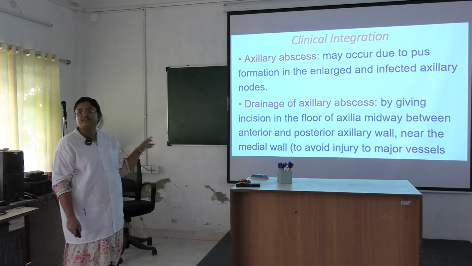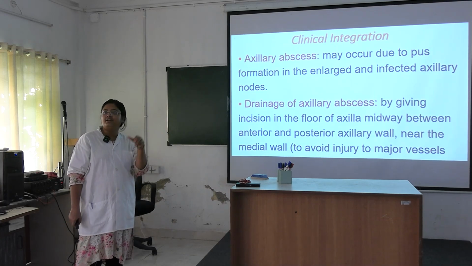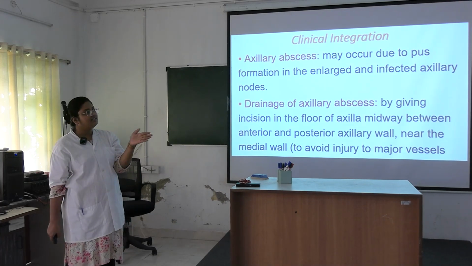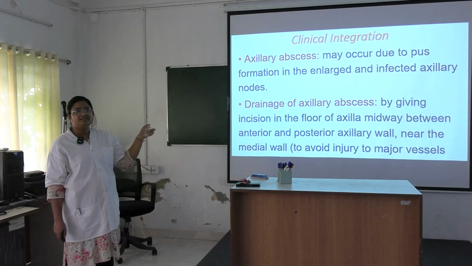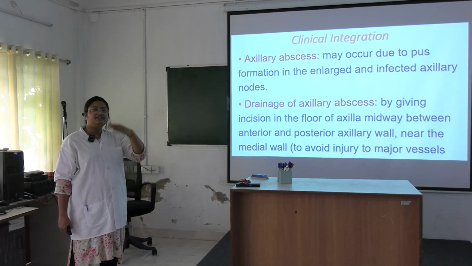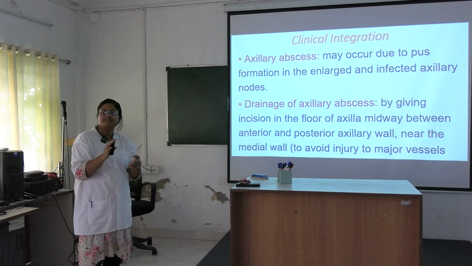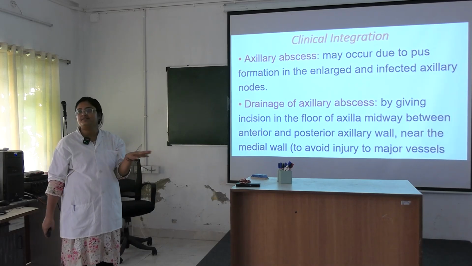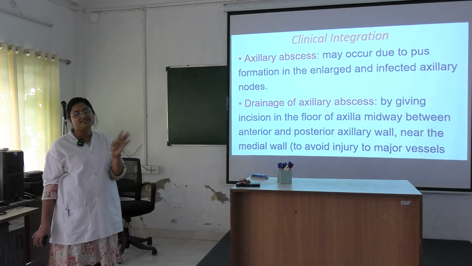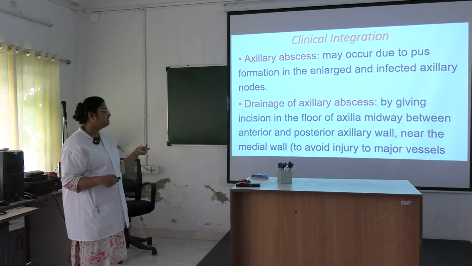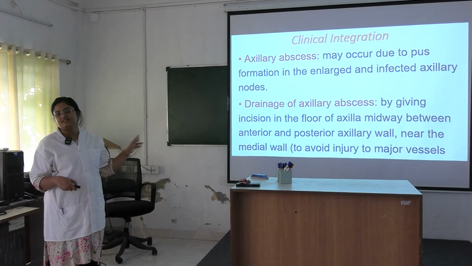You have seen in the pictures, near the lateral wall all the important structures, the axillary artery, vein and different nerves, are lying, and near the medial wall only the long thoracic nerve is lying. So we give the incision near the medial wall and in between the anterior and posterior folds, because in the anterior fold there are important muscles, nerves and vessels, and in the posterior fold also important muscles are there. In the middle there is no such important structure. That is why the incision is given between the two folds. This explains why the incision is given here.